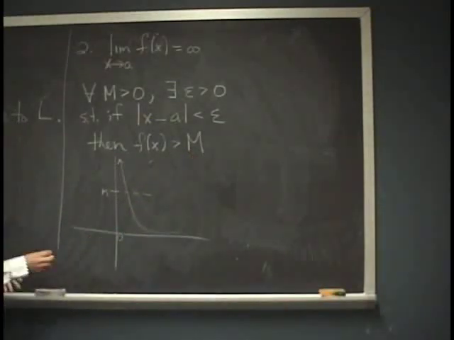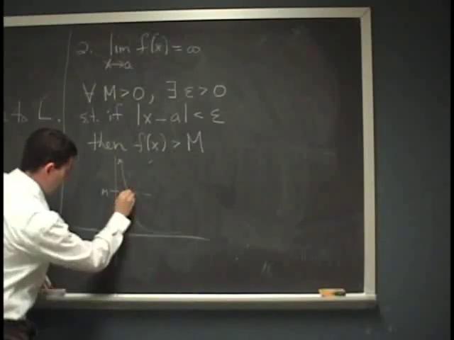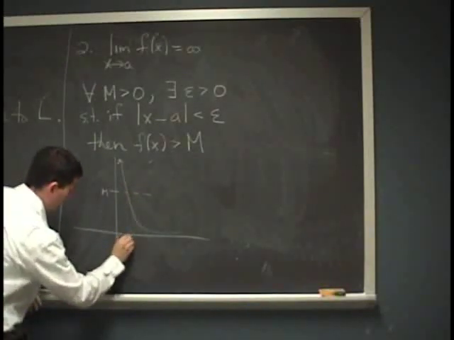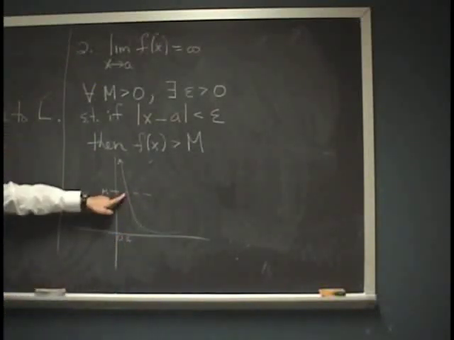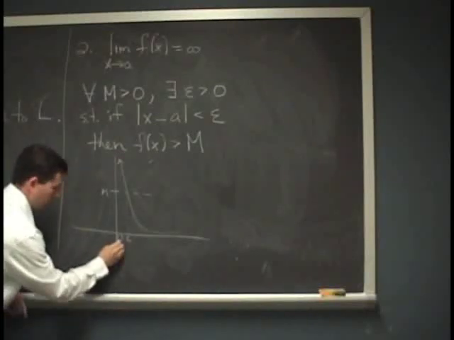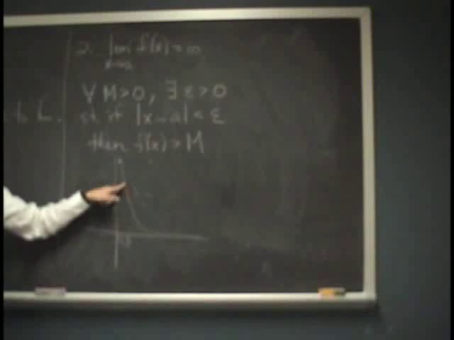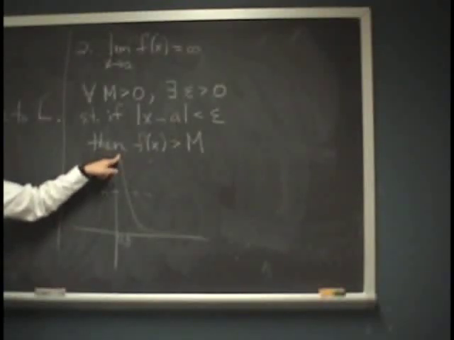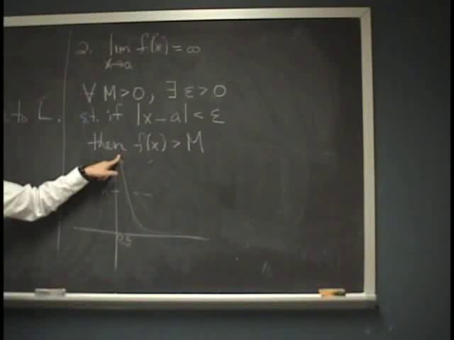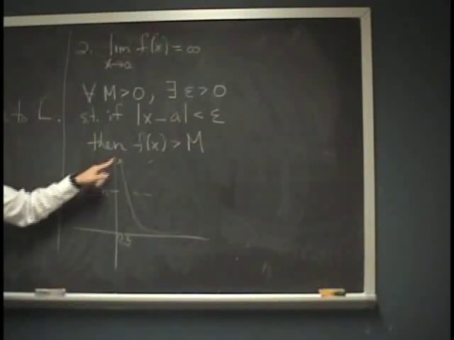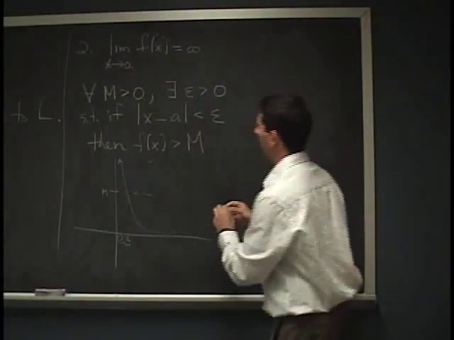Okay? So in this case, here is my epsilon. Okay, it's this distance. Once I'm within epsilon of 0, my function is always above m. Does that kind of make sense? Okay. Let's break it down again.